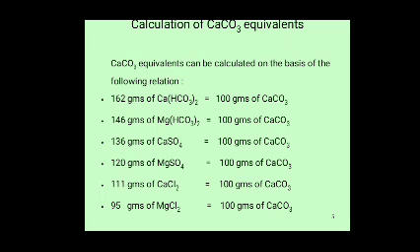Calcium carbonate has 1 calcium, 1 carbon, 3 oxygen: Ca plus C plus 3 into oxygen, 40 plus 12 plus 3 into 16, 40 plus 12 plus 48, that is 40 plus 60, so total 100. 100 grams of CaCO3 is equal to 95 grams of magnesium chloride, 111 grams of calcium chloride, 120 grams of magnesium sulfate, 136 grams of calcium sulfate, 146 grams of magnesium bicarbonate, 162 grams of calcium bicarbonate.